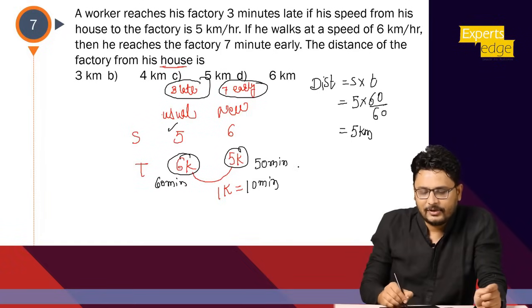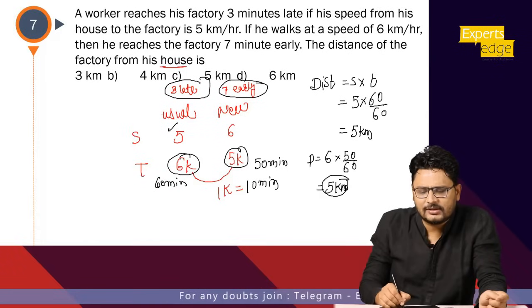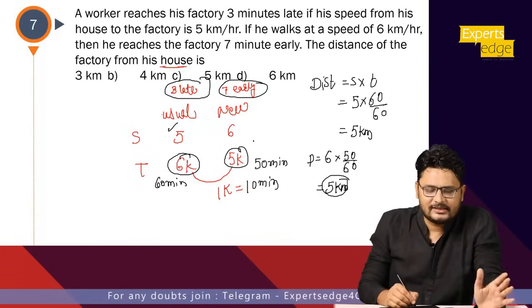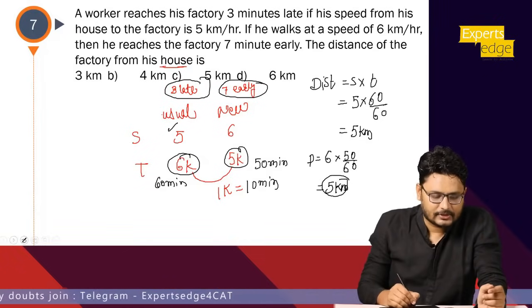आप second वाले से भी वही ला सकते थे. अगर मैं ऐसा लेता तो क्या होता है? ये speed is 6, 50, but it is in minute. I need to convert it into hour, divide by 60. Again, it will be 5 kilometer only. As distance is constant in both the cases, no need to worry about it. जो भी easy value हो, just pick up that. Okay, now let's go to the next question.